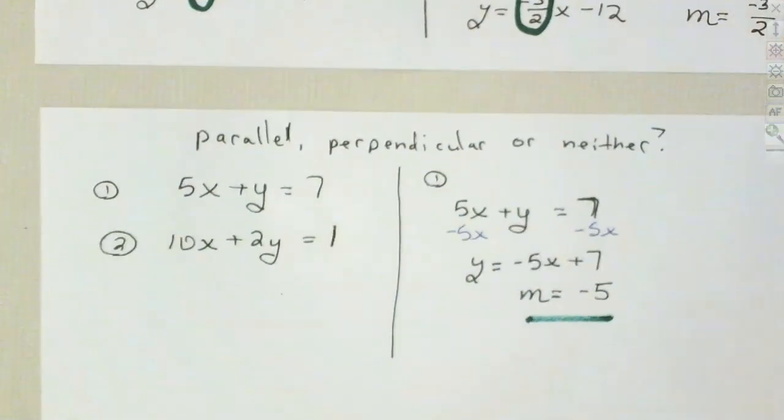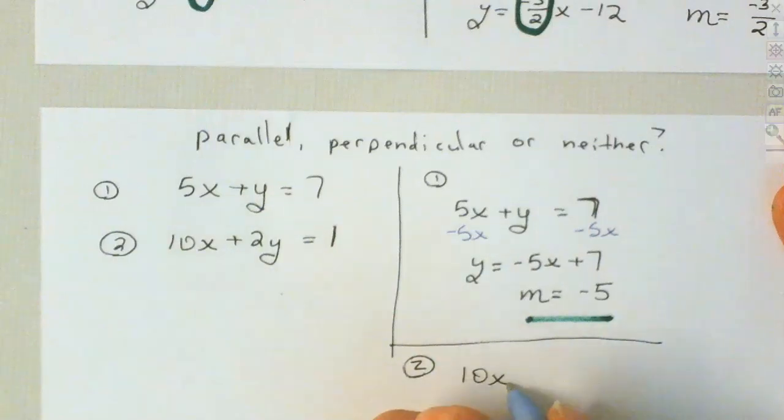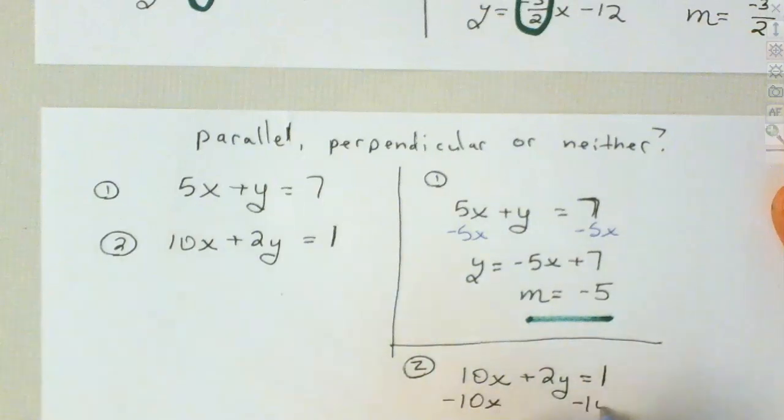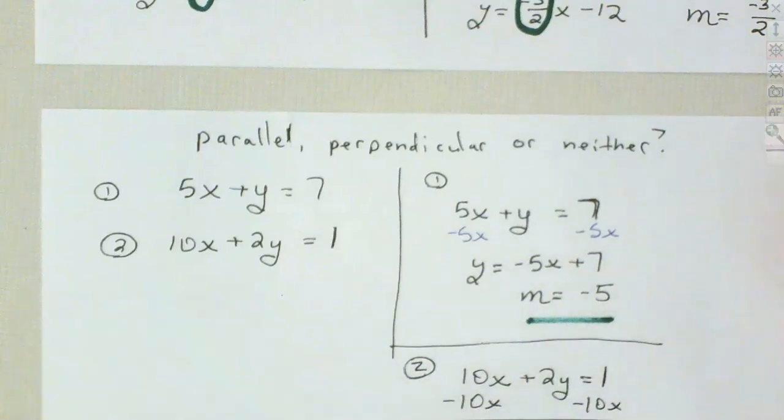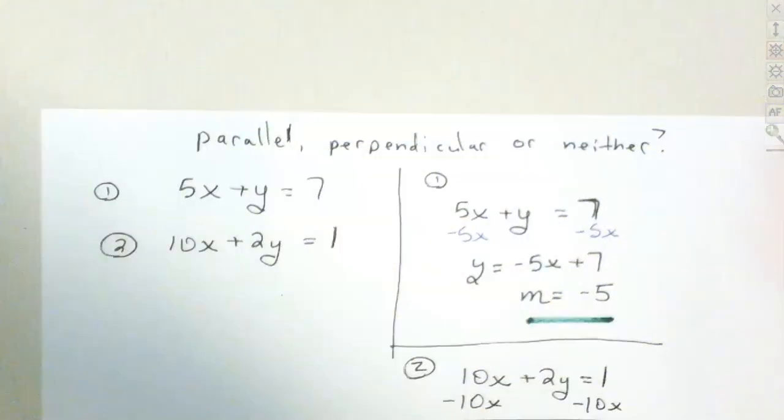Now we take the second equation and we do the exact same approach. We take it and we solve the second one for y. So 10x plus 2y equals 1. We're going to move the 10x over. And now we've got 2y equals a minus 10x plus 1. Right? Let me move this up so we can see what we've got here.